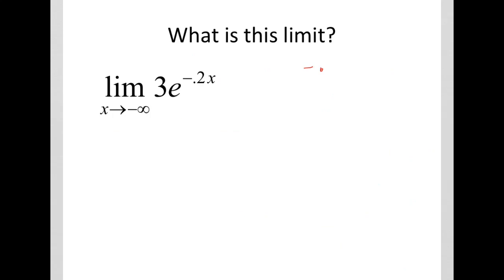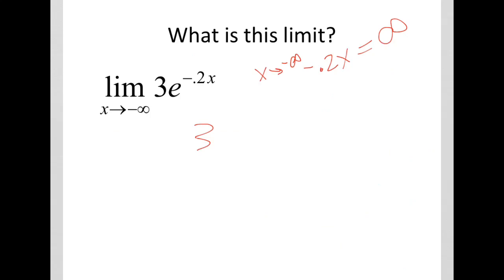Well, now again, negative 0.2x, as x is going to negative infinity this time. Notice we're going to have a negative infinity times a negative 0.2x. Well, infinity times 0.2 is still infinity, but I have a double negative, so this time I'm going to end up with a positive infinity.